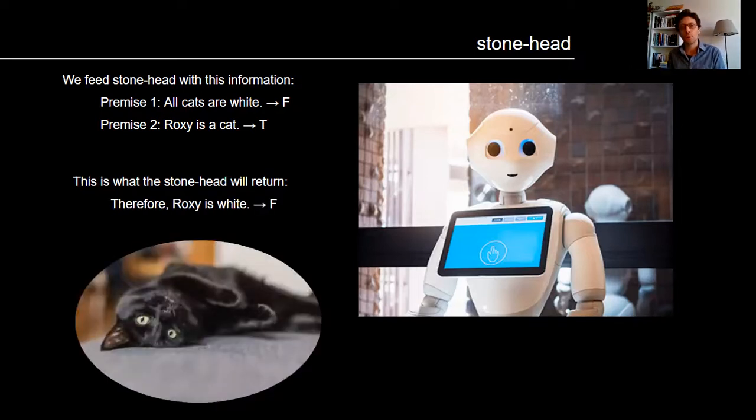And this information is false because Roxy used to be my cat when I was living in the United States. This is a picture of Roxy, and we all know that Roxy is a black cat. So the conclusion is false. Although the form was valid, the conclusion is false because we fed the computer false information, a false premise. The form of this argument is the same as the previous one. It's a valid form. The difference is the truth value of premise 1. It's simply false in this argument. If we want to get true results from a computer, we need to feed it true information.